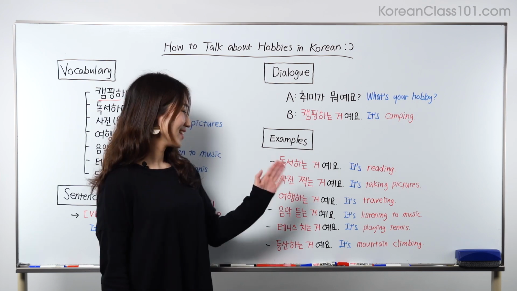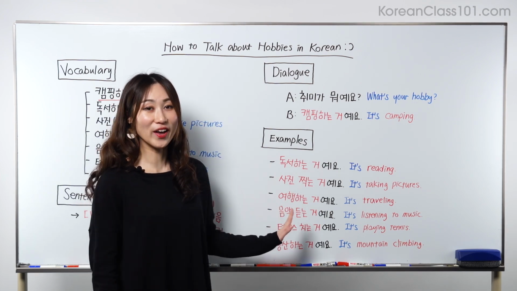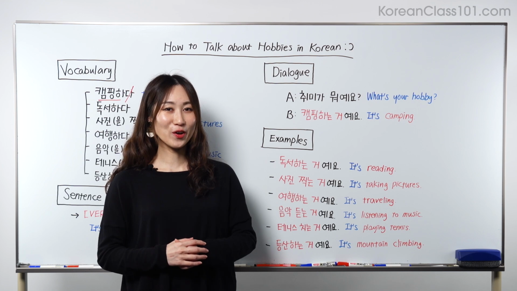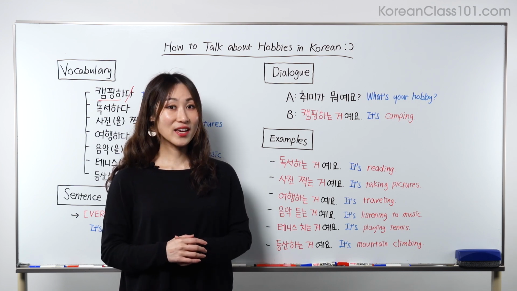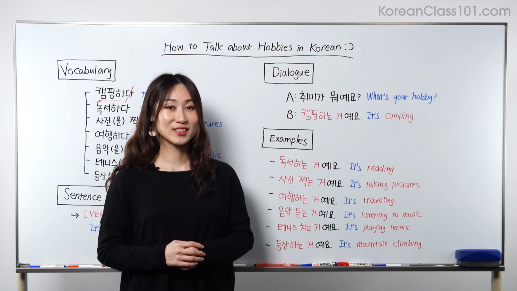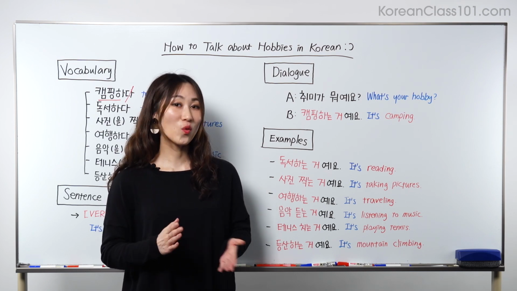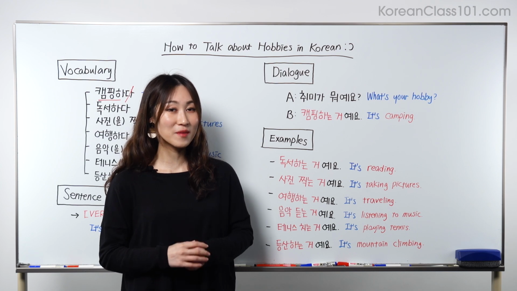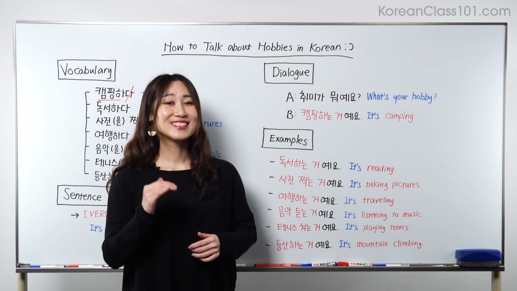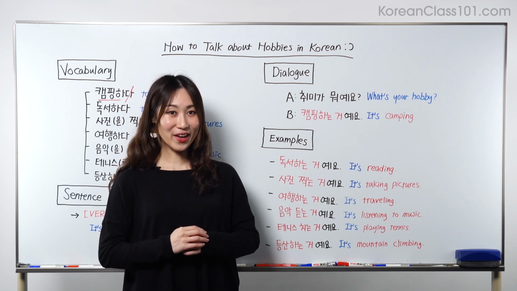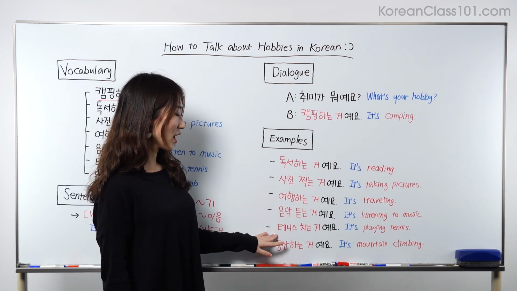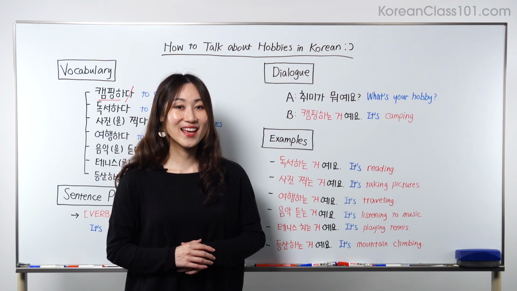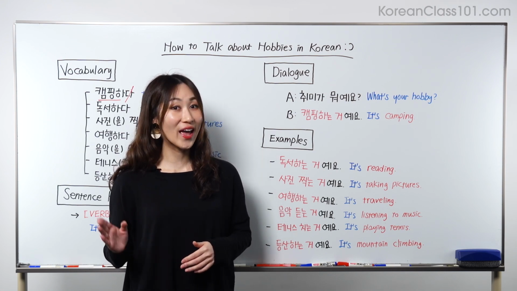Next we have 음악 듣는 거예요. It's listening to music. Again, it's from the phrase that we just learned. 음악을 듣다 or 음악 듣다. Remove 다 at the end. So you only have 음악 듣, and just put 는 거예요. 음악 듣는 거예요. Next we have 테니스 치는 거예요, as in playing tennis.